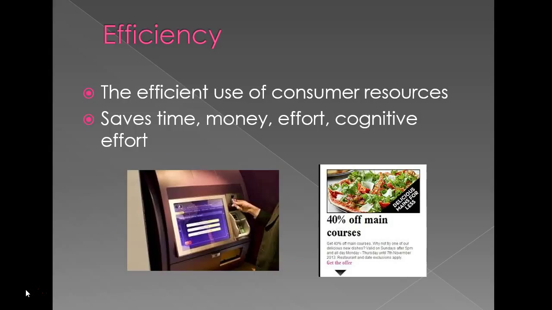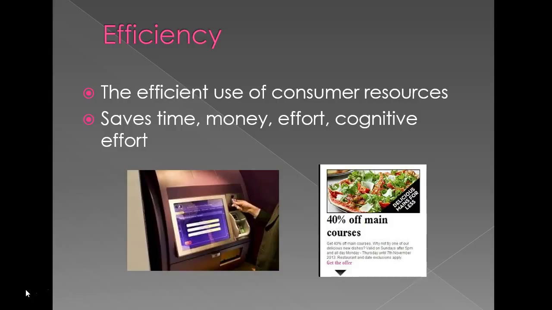Right, so let's start on our journey through the 8 different types of consumer value then. Let's start with efficiency. Efficiency is all about really what it says on the tin. It's about the efficient use of consumer resources. It's about consumers who value saving time, money, effort, and they don't want to think too hard about things. So they want to lessen their cognitive effort.